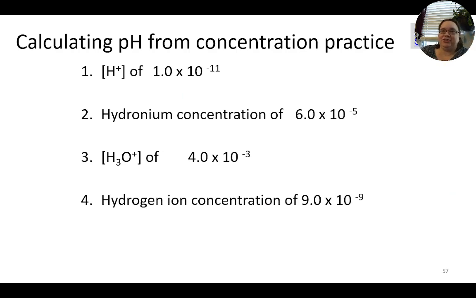Starting with pH. So we are wanting to calculate the pH. That's what it tells me at the top. What is the pH for each of these situations? So for the first one, what's the pH if my H plus concentration, so hydrogen ion concentration, is 1.0 times 10 to the negative 11th? Well, all I got to do is take the negative log of that number. If I give you hydrogen ion concentration or hydronium ion concentration, and I'm asking you for pH, all you do is take the negative log of the number.